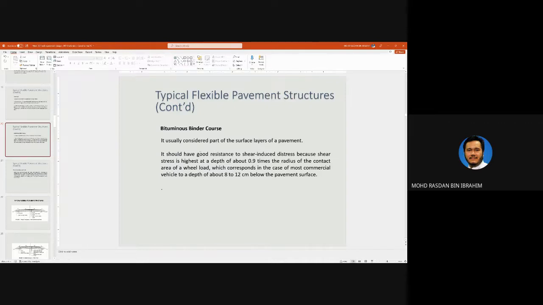Okay, so it should have good resistance to shear distress because the shear is highest at a depth of 0.9 times the radius of contact, the wheel contact area radius. So 0.9 times the radius. That is the depth where the shear stress is highest under the pavement. So with that, the depth corresponds to, for most commercial vehicles, a depth of 8 to 12 centimeters below the pavement surface. Okay.